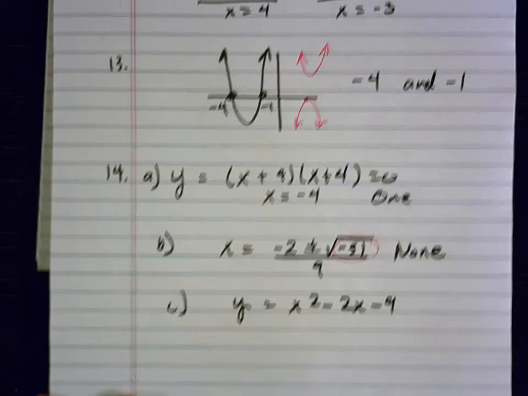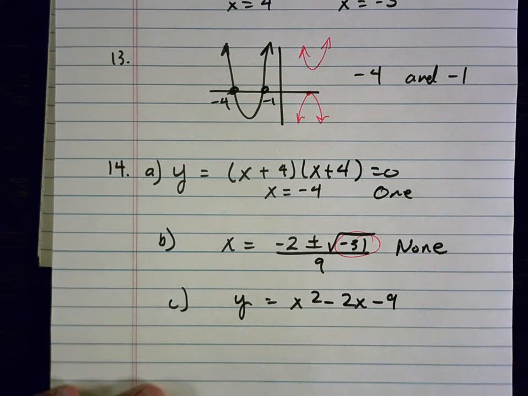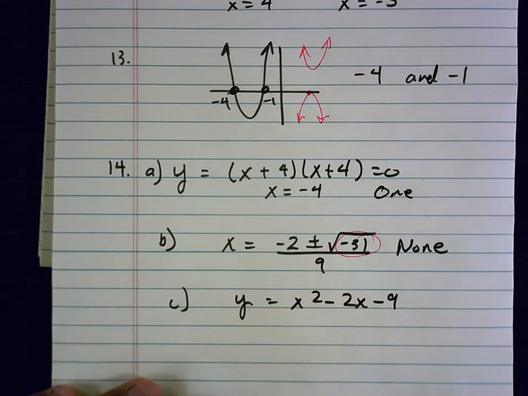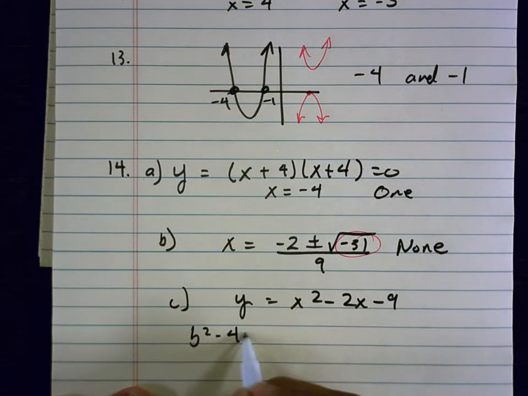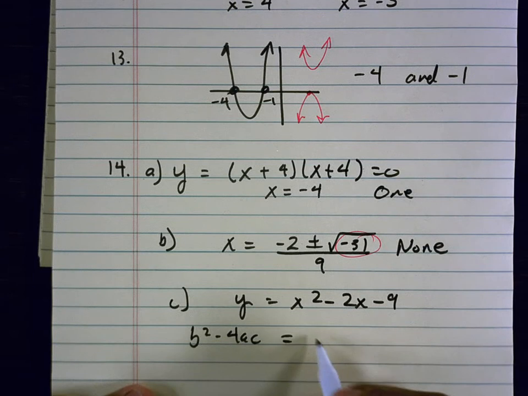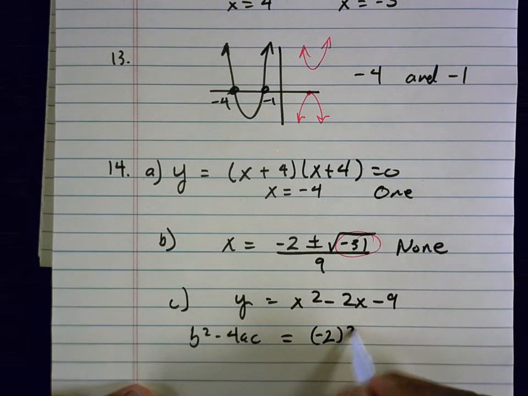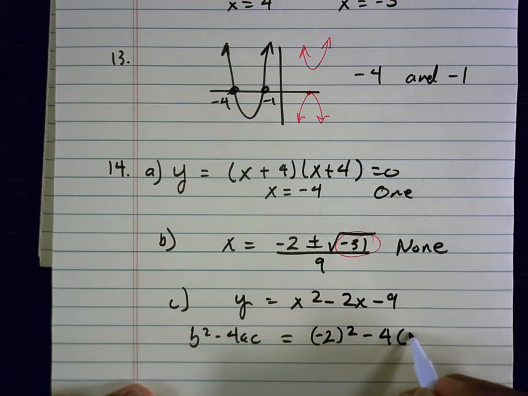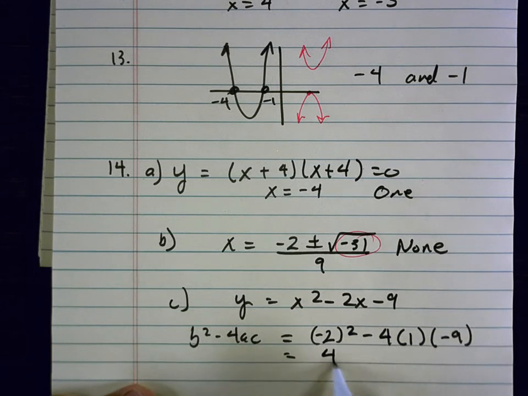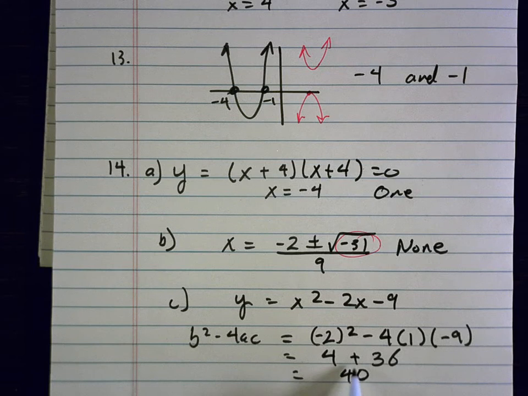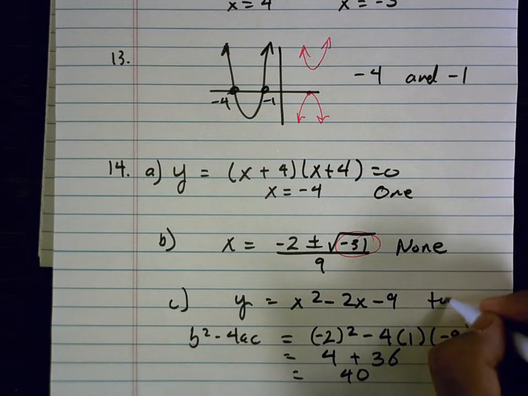So what I would do here is I would go ahead and use the discriminant. Remember, the discriminant comes from the quadratic, and it's just this part right here. So that's going to be negative 2 squared minus 4 times a times c. So this is going to equal positive 4. This is going to be plus 36, because this is a negative and a negative. So that equals 40. So since the discriminant is positive, it tells me that there are 2 solutions.